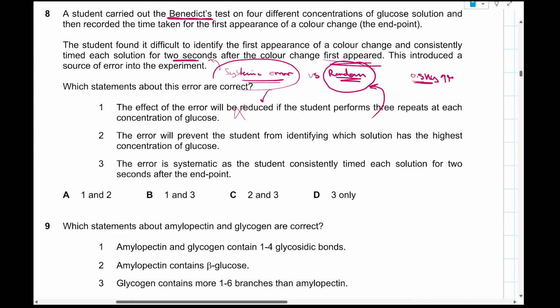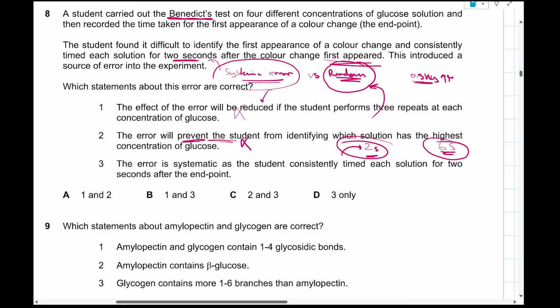Now for 2, the error will prevent the student from identifying which solution has the highest concentration of glucose. So this is incorrect because, as I just mentioned, Benedict's test is a semi-quantitative test. This means that, for example, if the color change happens after 2 seconds and then in the other solution the color change happens after 6 seconds, this means that the first solution has a higher concentration of reducing sugars. So even if the student were to time the solution for 2 seconds after the color change, the rate of color change itself will determine approximately the concentration of reducing sugar, or which solution has the highest or the lowest concentration of glucose. Therefore, this is incorrect.